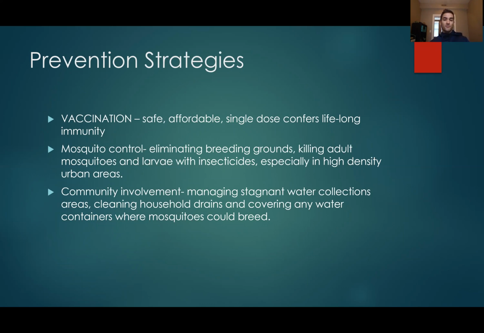Community involvement is by far a pivotal and crucial strategy to use that culminates all of these aforementioned strategies. The main thing that we're trying to control and use the tools within the community are preventing or eliminating the breeding grounds of the mosquitoes, mainly stagnant water collections, household drains, anything that can collect water and serve as a reservoir or a breeding ground for these mosquito larvae.